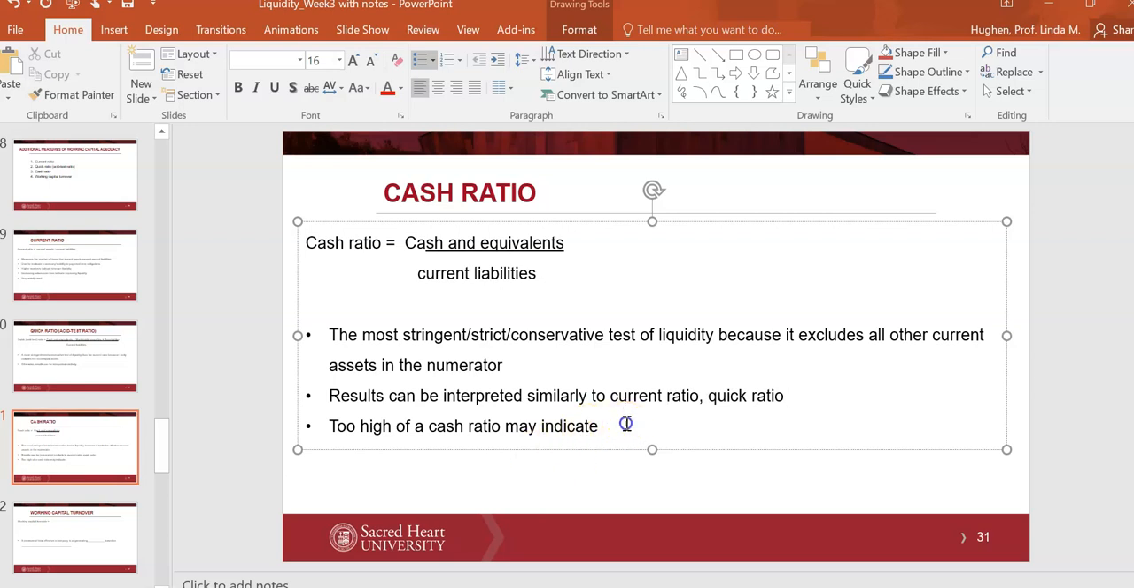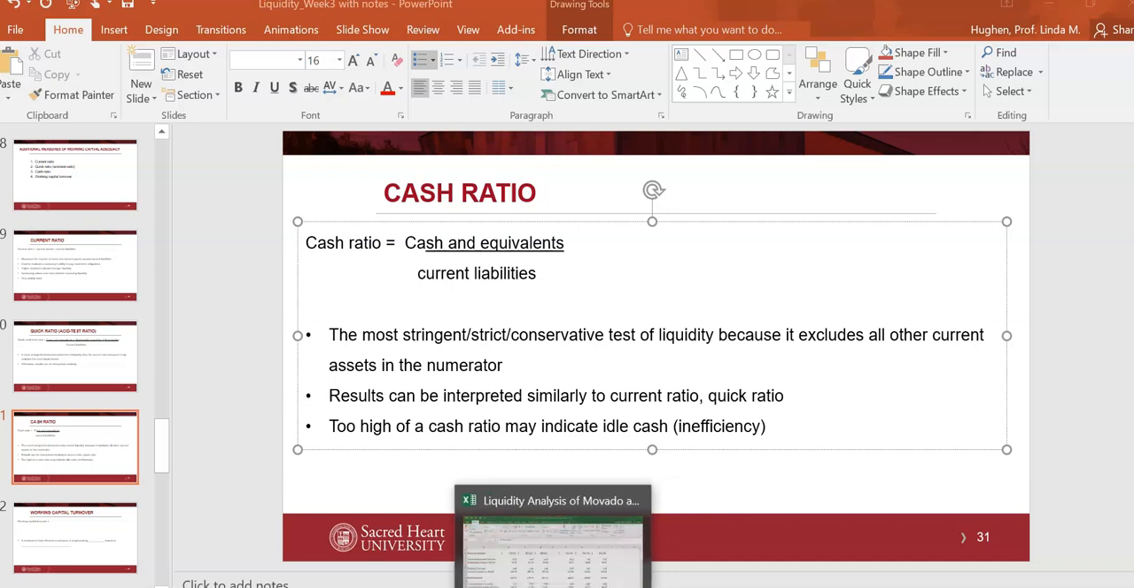But too high of a cash ratio might be a bad thing. It might indicate idle cash, or in other words, inefficiency. We don't want our companies to have too much cash sitting on the balance sheet. It should be doing something, making productive use of that cash.